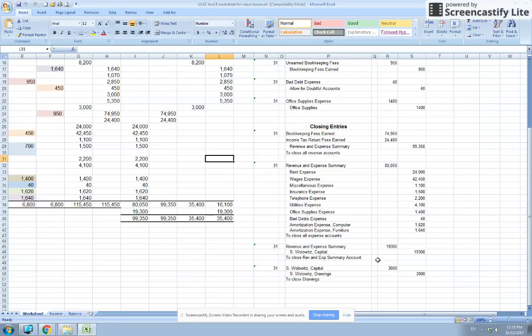After you've posted these closing entries, your revenue and expense accounts and drawings, all your temporary accounts, will be down to 0 to start the next accounting period. I hope this helped you with activities 7 and 8.